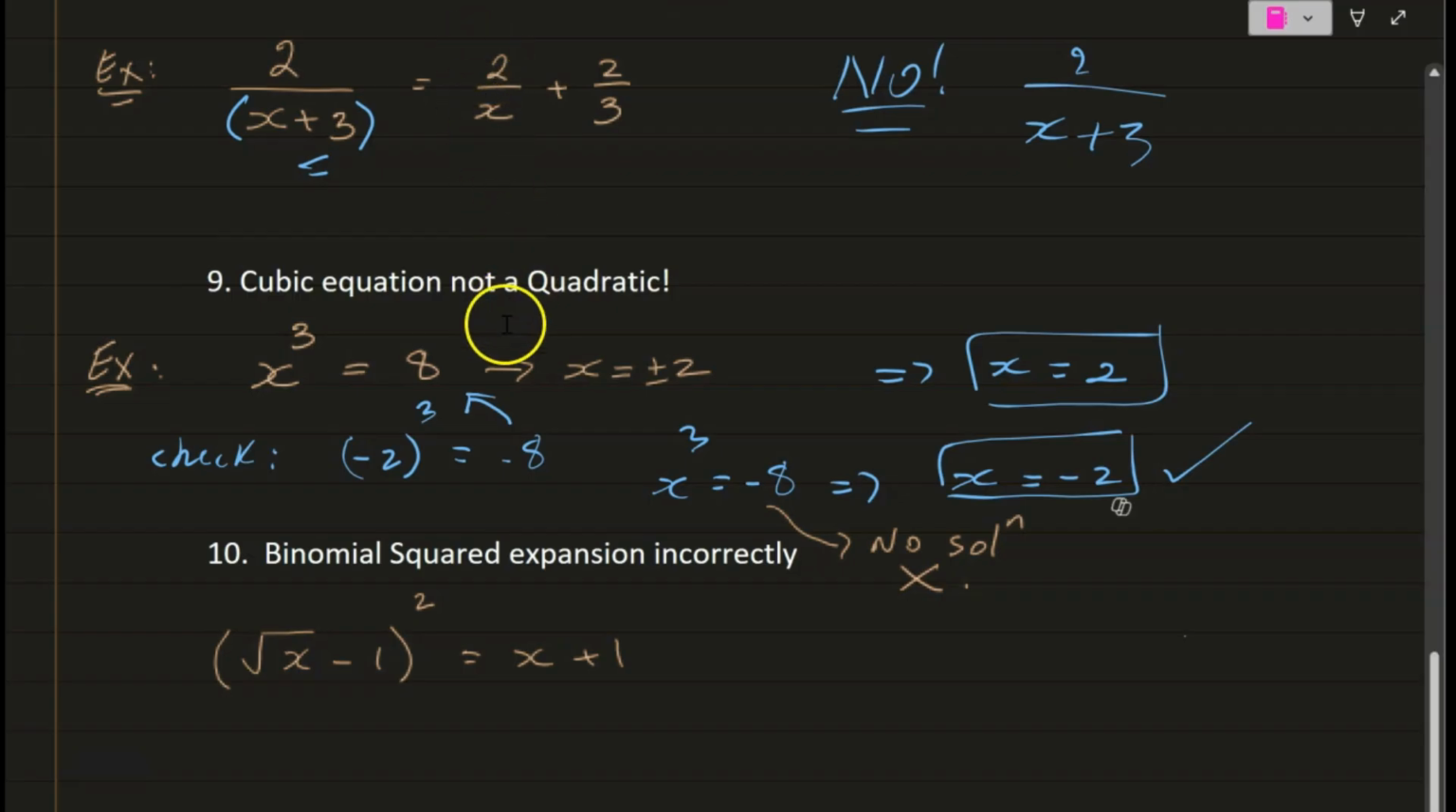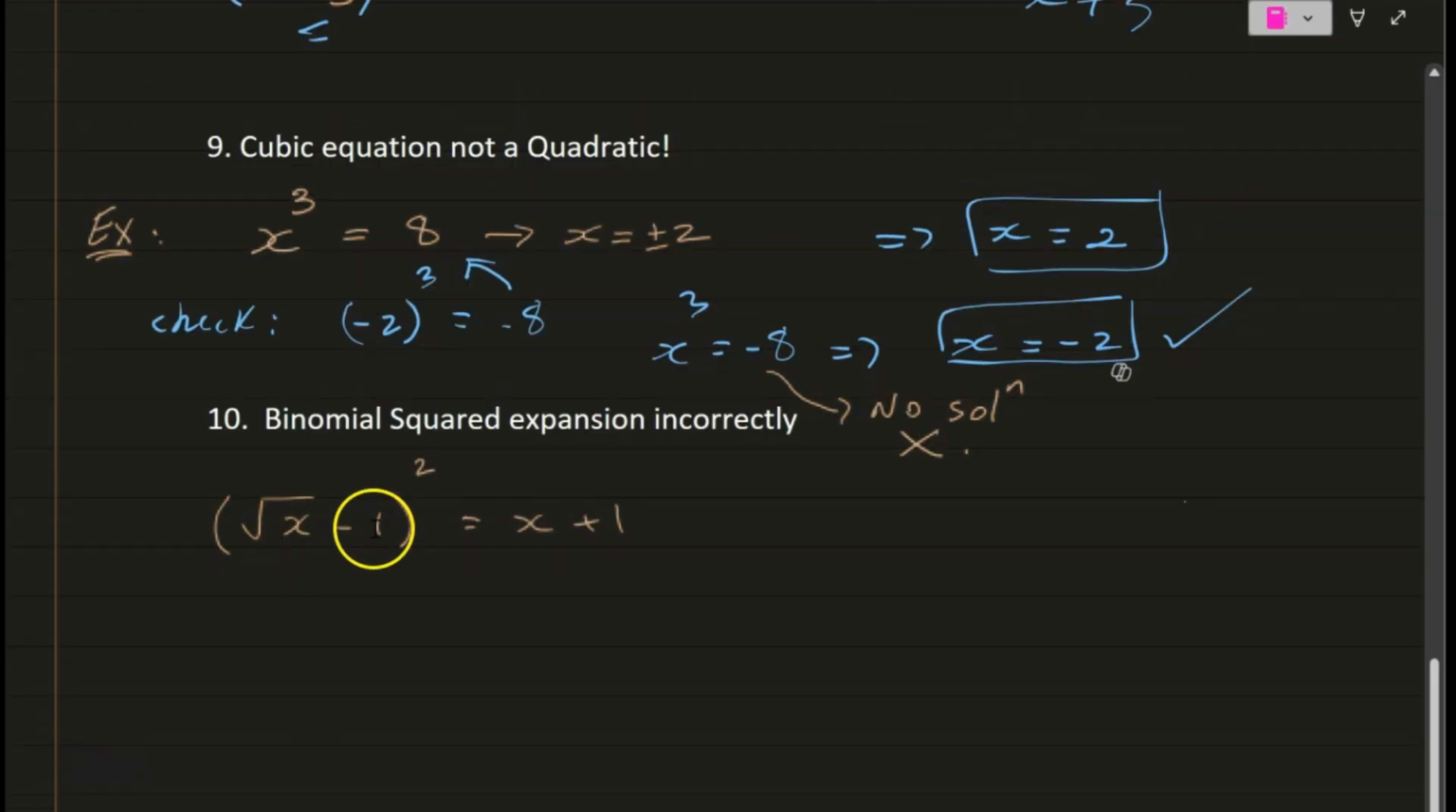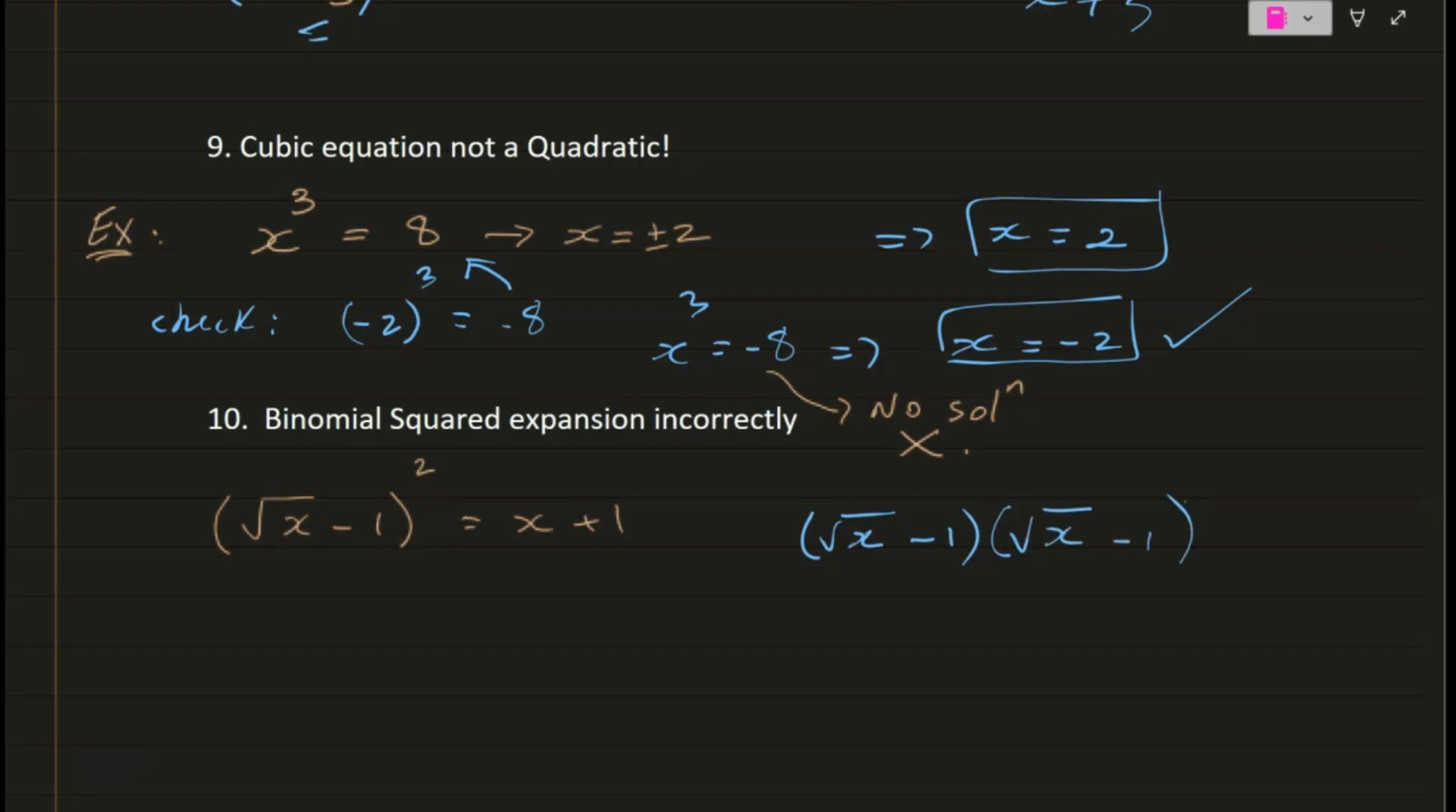All right, and number 10, binomial squared expansion incorrectly. We have a radical square root of x minus 1, and then when you include this exponent 2, when you expand it, oftentimes the students say, okay, square root of x squared is x, minus 1 squared is plus 1, and then put it in there. But that's not true. And as we talked about, we have to expand that. So that would be square root of x minus 1 times the square root of x minus 1 again, and then when you expand that, you get x minus 2 root x plus 1.